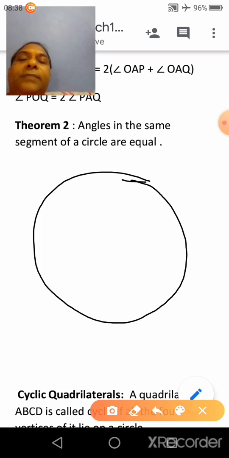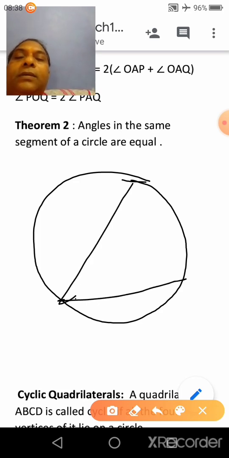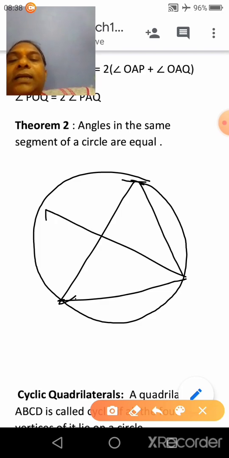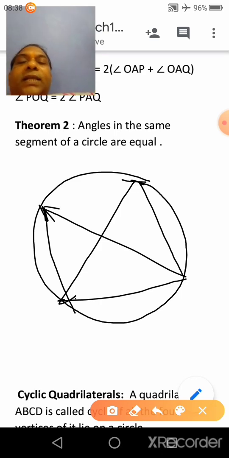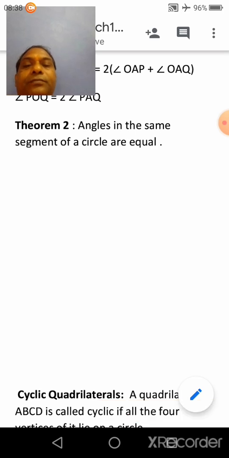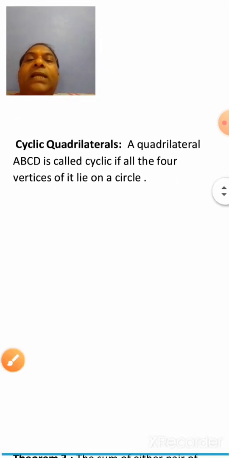Angles in the same segment. This angle and this angle are two angles in the same segment. Clear? So according to this theorem, this angle will be equal to this one. Clear? So we can say that according to this theorem, angles in the same segment of a circle are equal. Now cyclic quadrilateral.